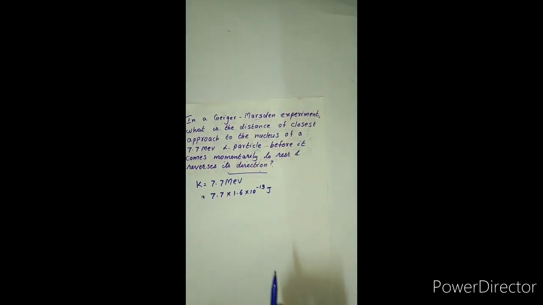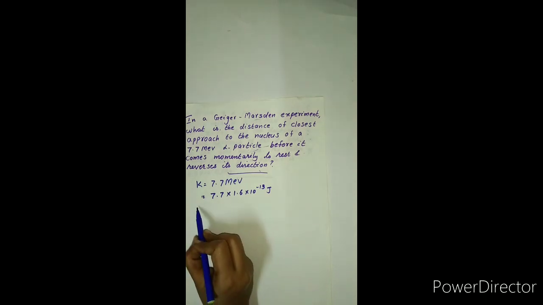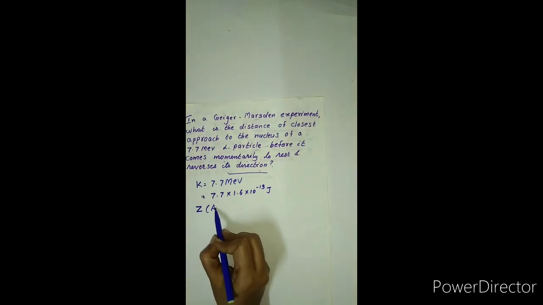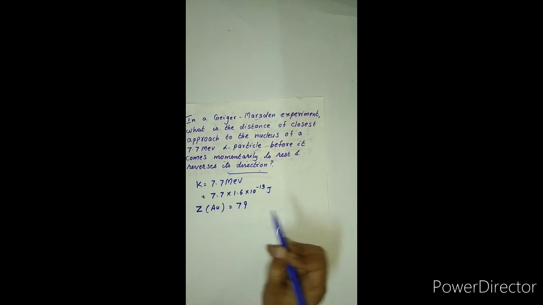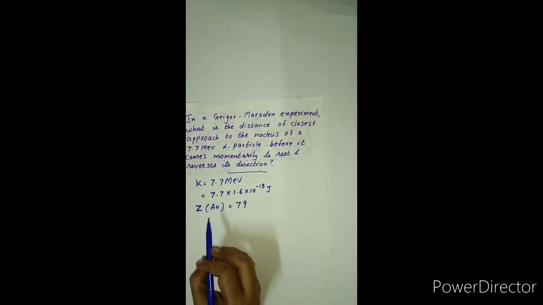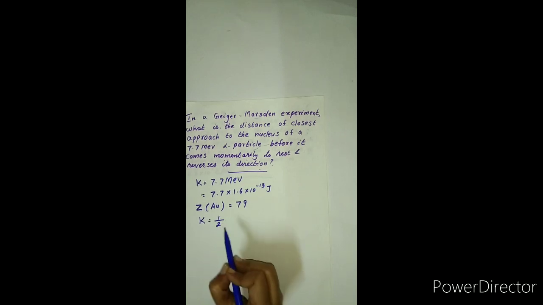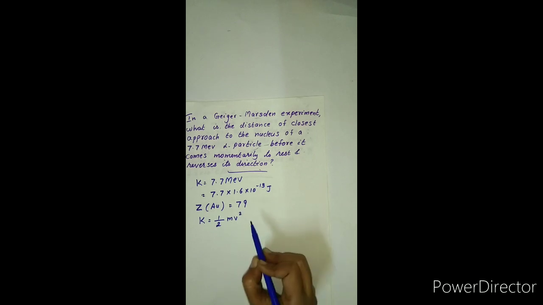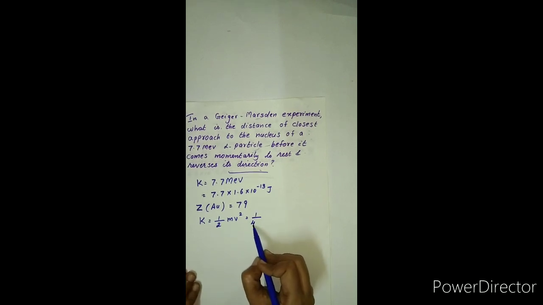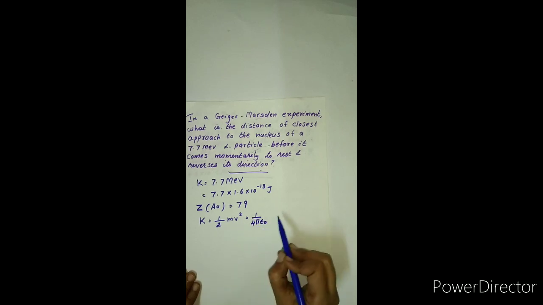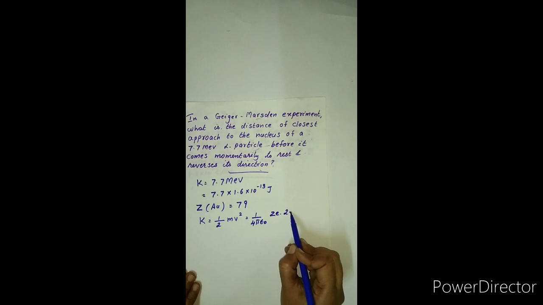Then the atomic number of the gold atom is given, that is Z equal to Z of gold, that is atomic number of gold equal to 79. Then at the distance of closest approach, the kinetic energy of the alpha particle, that is K equal to half mv square, equals the electrostatic potential energy of the alpha particle and gold nucleus, that is 1 by 4 pi epsilon 0 Ze 2e divided by R0.